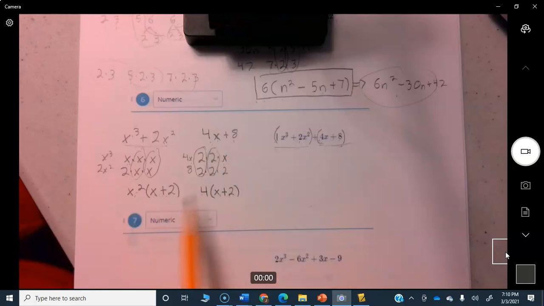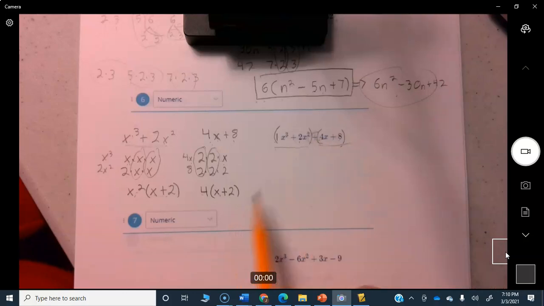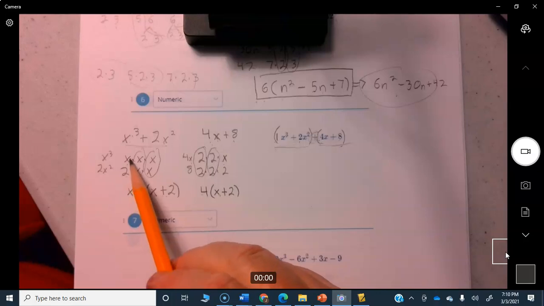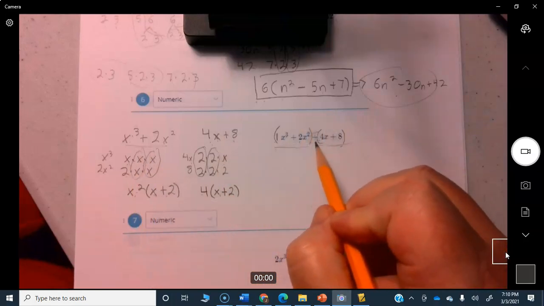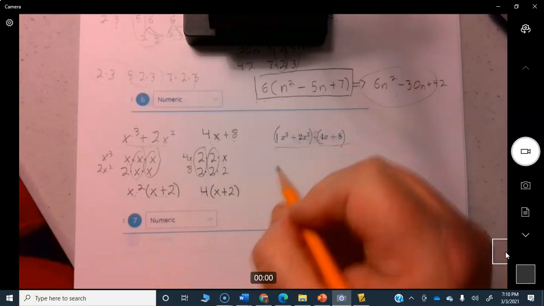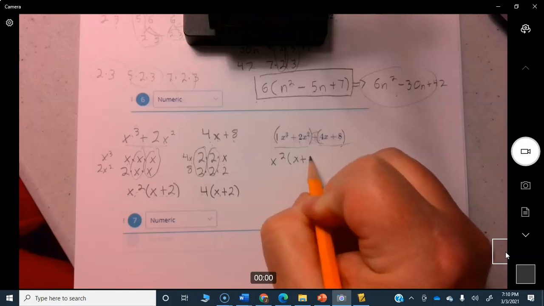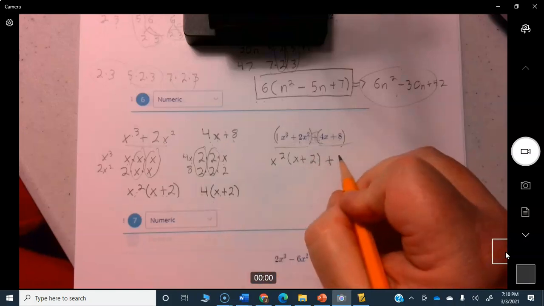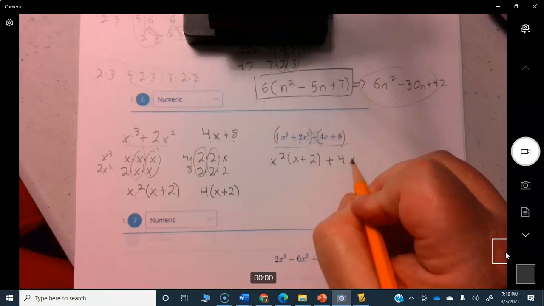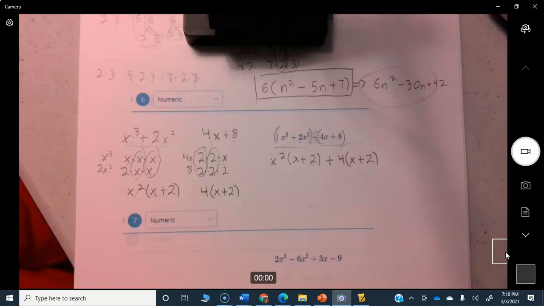So I'm going to write these two, and then notice in between them is a plus sign. Okay, so remember what I did is I took this, pulled it over here by itself, took this, pulled it over here by itself, but over here they're really connected by a plus sign. So I'm going to write this, x squared plus this. Okay, so that is this factored.